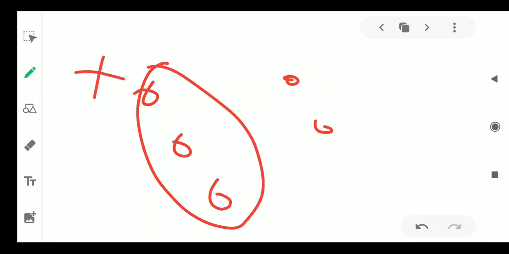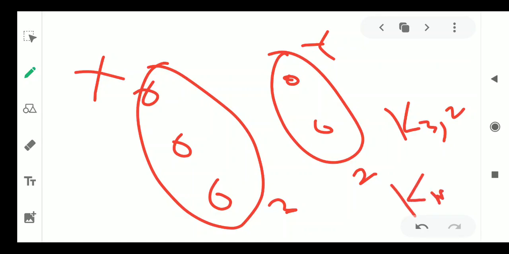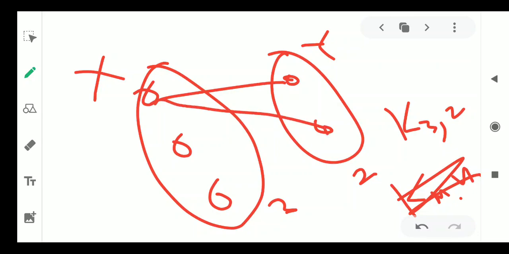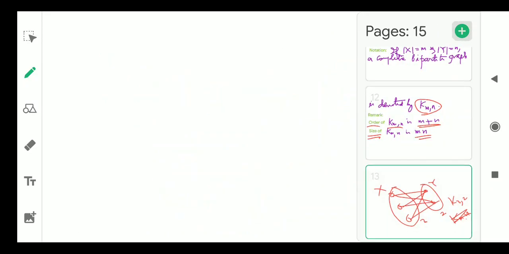So let's have an example. Let me take 3 vertices here and 2 vertices here. This is my X and this is my Y. There are 3 vertices here and 2 vertices here, so I have to write it as K32. Generally, Kmn means the set X should contain m vertices and set Y should contain n vertices. So this must be adjacent to this one. This also must be adjacent to this one. The second vertex must be adjacent to the first of Y as well. Then this is K32.